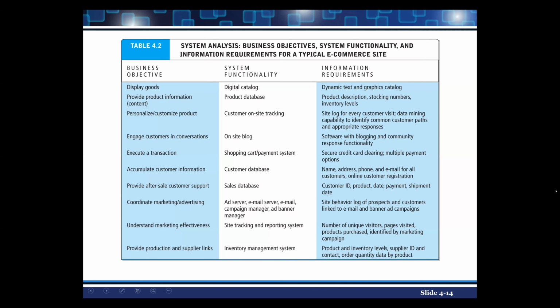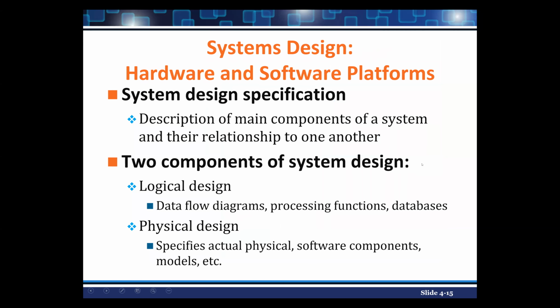After that, we talk about the system design. After we have the system analysis, we go to system design. In terms of system design, you also have to think about hardware and software platform. So we come up with the system design specification. For the system design spec, you have to think of the main components of a system and the relationship to one another. We just describe all of them.